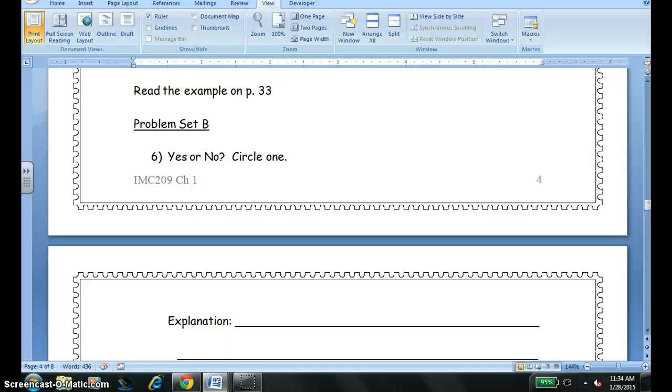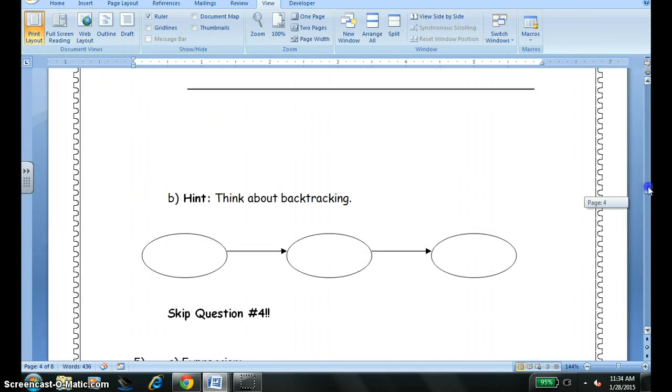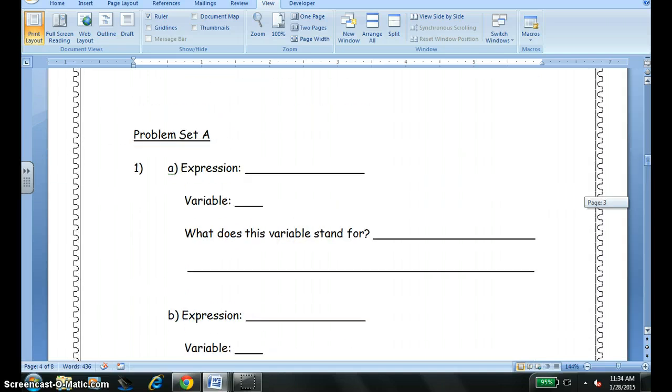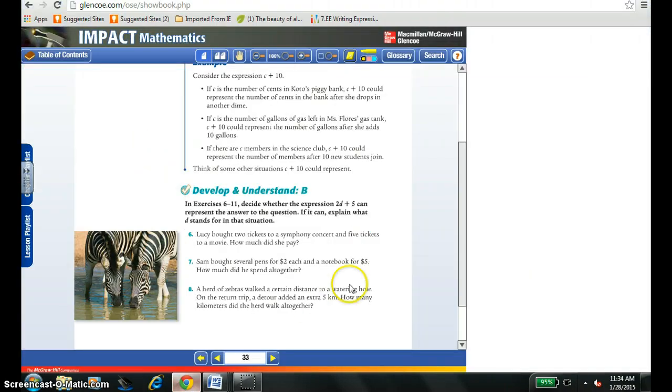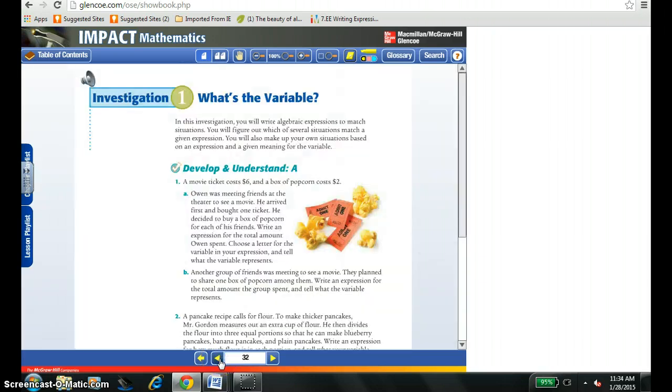Here's a little video to help you with your assignment if you need it. Alright, so here we are. You already did in class this whole section, or at least I hope you did. Develop and understand A in Investigation 1. To remind you of what it looks like, here are the pages in your book.